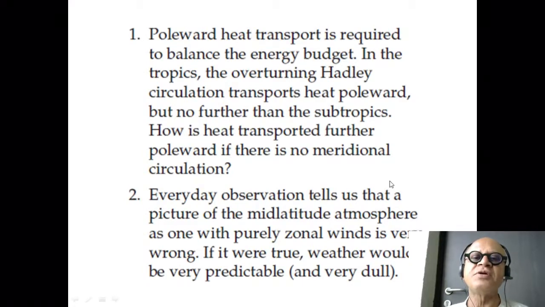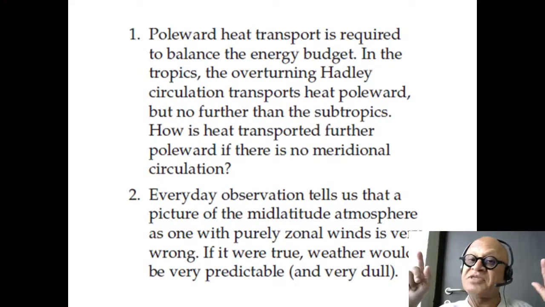So poleward heat transport is required to balance the energy budget. We already know this, right? Energy loss at high latitudes, energy gain at low latitudes, and in the tropics, the overturning Hadley circulation clearly can transport heat poleward, but it terminates in the subtropics with subsidence over the subtropical gyre.